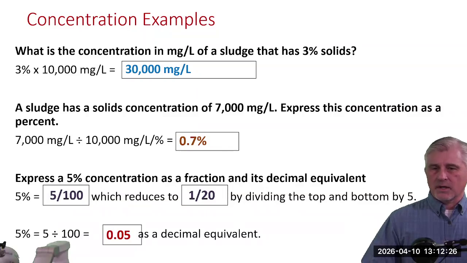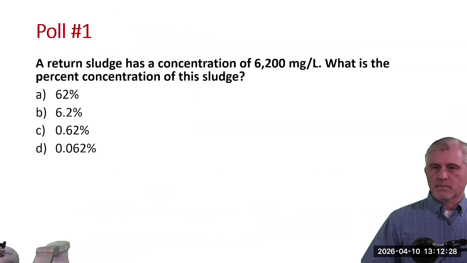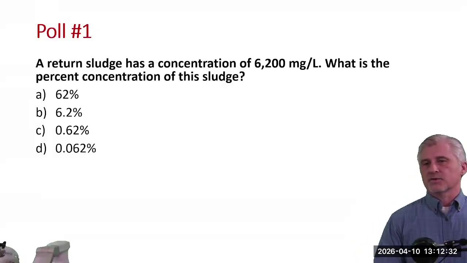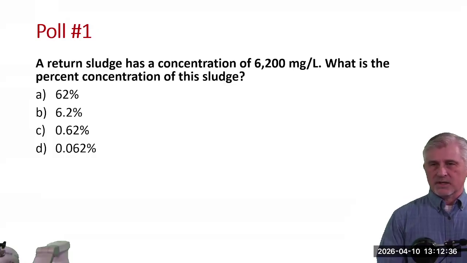So we are already up for our first poll. The first poll is: a return sludge has a concentration of 6,200 parts per million. What is the percent concentration of this sludge?